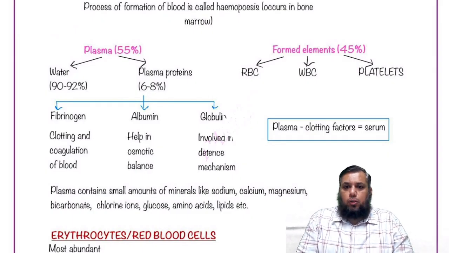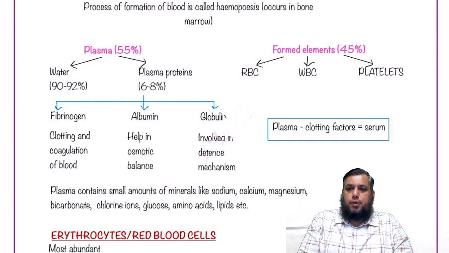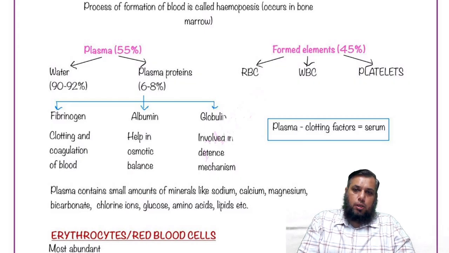Now, one interesting thing to note is these formed elements, that is the red blood cells, white blood cells, and the platelets, they are not produced in the blood. They are produced at other sites like the bone marrow, and from the bone marrow, they are put into the bloodstream. The plasma, majority of the plasma is water, 90 to 92% of the plasma is water. 6 to 8% of the plasma is plasma proteins. These plasma proteins contain fibrinogen, albumin, and globulin.